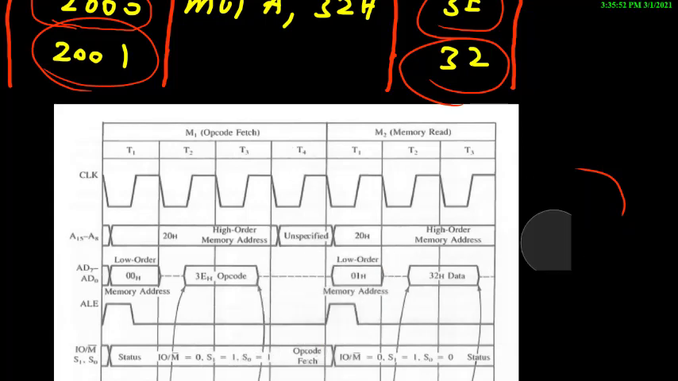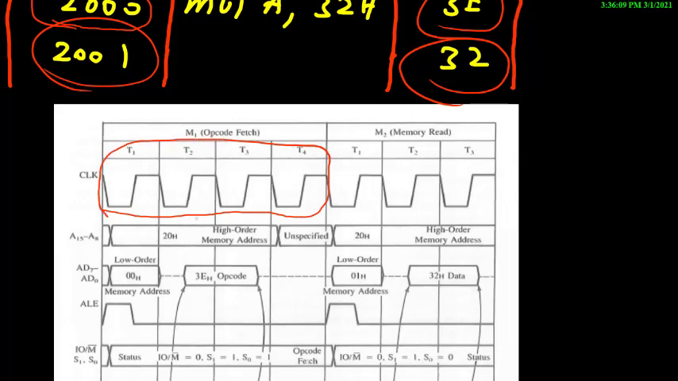This instruction cycle consists of two machine cycles. One is the opcode fetch machine cycle, the other is the memory read machine cycle. And the opcode fetch cycle consists of 4 T states. So in our example, if we assume that each T state is 1 microsecond, this opcode fetch cycle takes 4 microseconds.